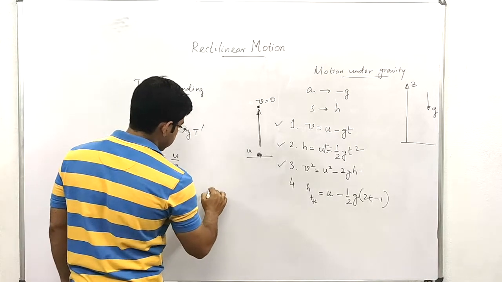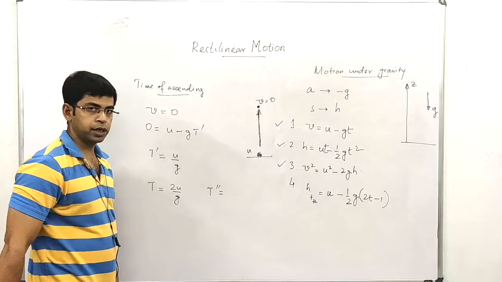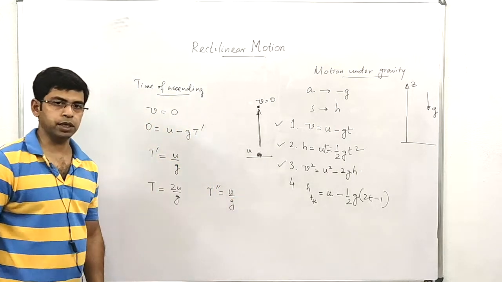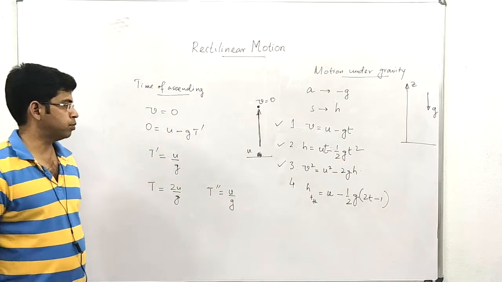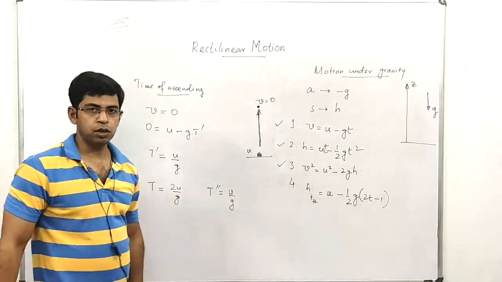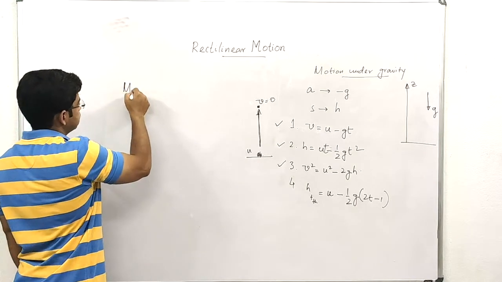So you see the time of descent, if we denote it by t double prime, then it will again be equal to u by g, which is equal to the time of ascending. So the two times are same, the time taken to reach the maximum point, again the time taken to reach the lowermost point. Now again summarizing all, we write the final results.